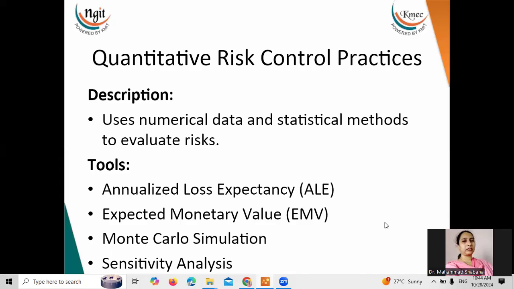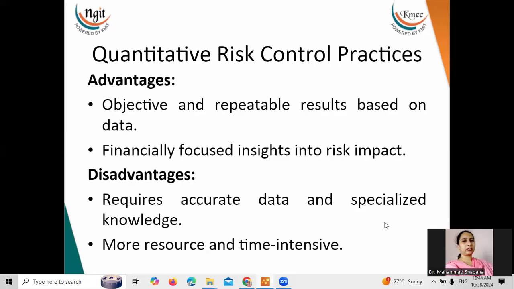The biggest advantage of quantitative methods is that they provide objective data-driven results, but they are more time and resource intensive. These two are the advantages and these two are the disadvantages we have here. They require accurate data and specialized knowledge, and are more resource and time intensive. These two come under disadvantages.